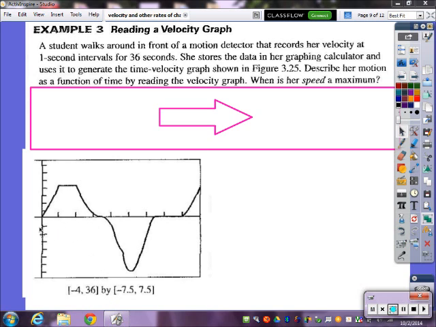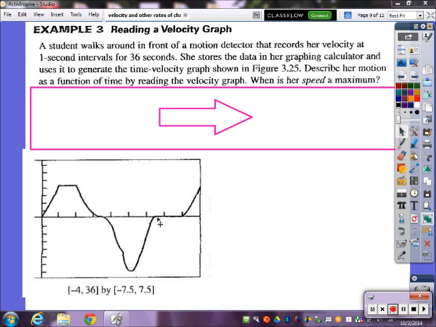Alright, so what we have here is positive y values, so that means positive velocity, for the first 13 seconds or so. And so I would say that the student is moving away from the motion detector for the first 13 seconds. This flat line here just means that her velocity wasn't changing. She was moving at the same rate. And then at 13 seconds, she starts moving back towards the motion detector.